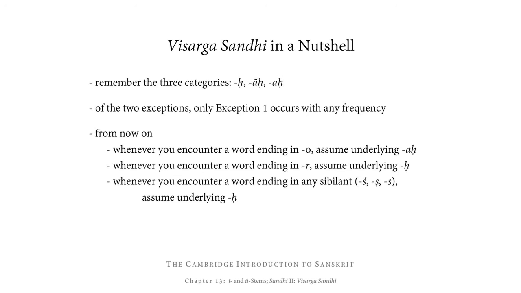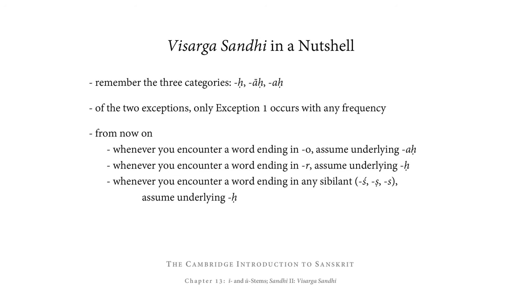Then we just saw two exceptions. And of these exceptions, only exception one occurs with any frequency. So what you need to know is that aḥ plus a gives you o plus dropped a, indicated in writing by means of this S-like symbol, the avagraha. If you know that, you're fine.